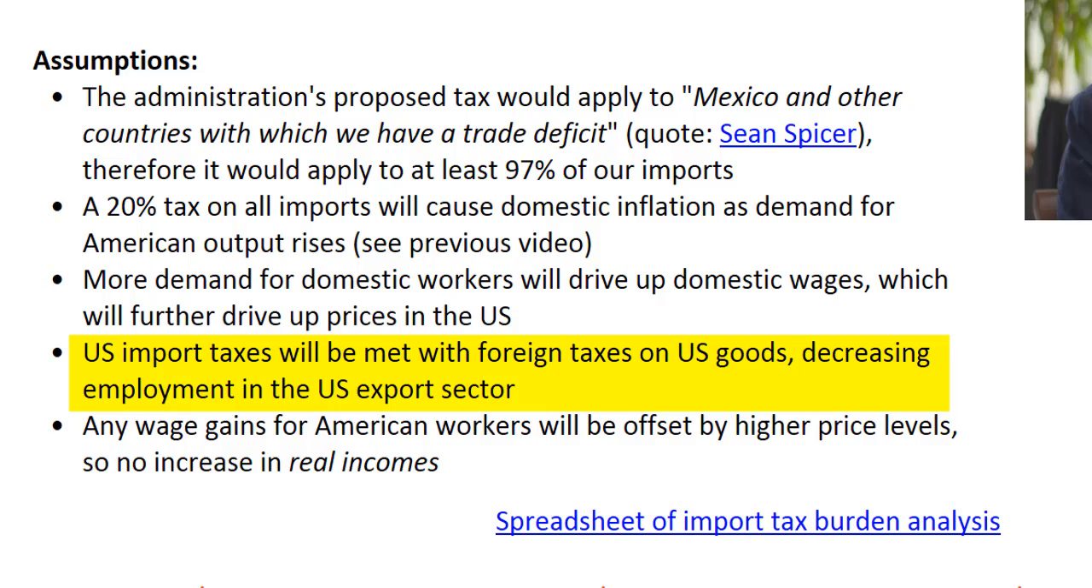So it shouldn't be a surprise if many of these 15 countries that Sean Spicer and Donald Trump have promised to place new taxes on retaliate by taxing American goods coming into their countries. We have to consider the effect this is going to have on employment in the all-important export sector, which provides about 1/8 of Americans' income every year.